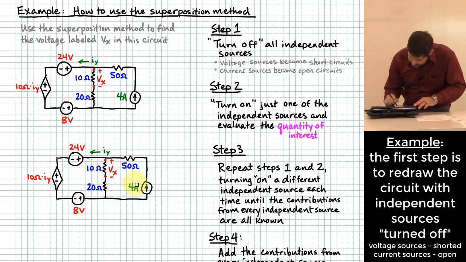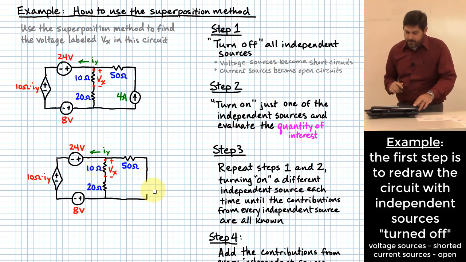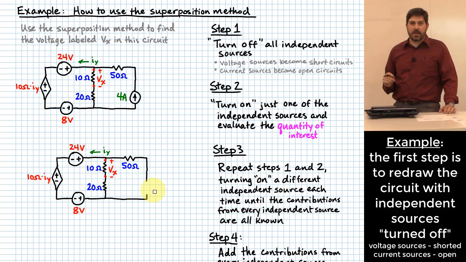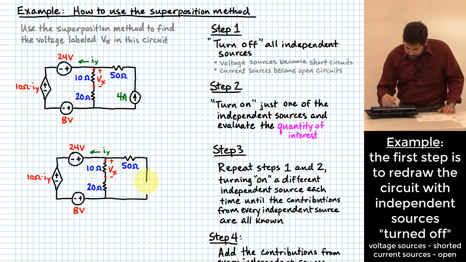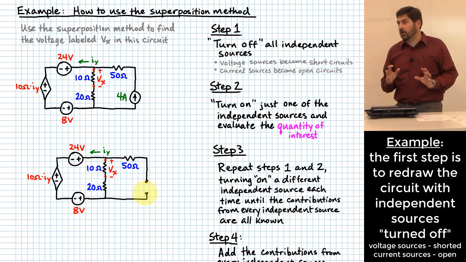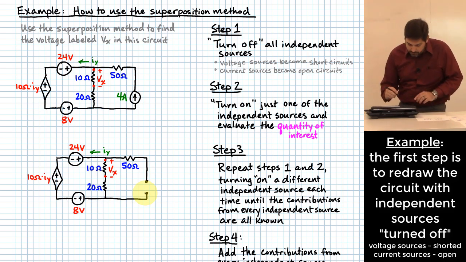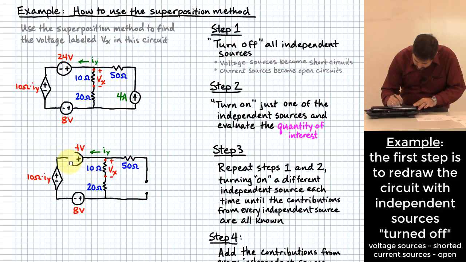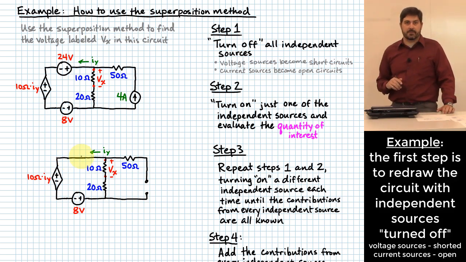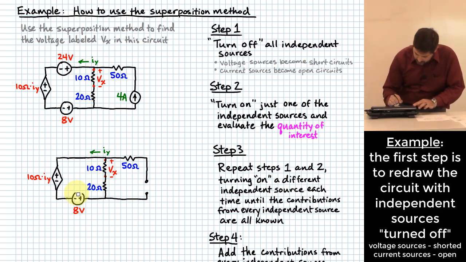Okay? So what happens with the current source over here? I can basically just erase it and leave open terminals right there, no path for current to go across those two little terminals. So that has turned off the current source. What about the 24-volt source up here? You just replace it with a wire. Straight up, connect right across like that. How do I turn off the 8-volt independent source? Another wire.